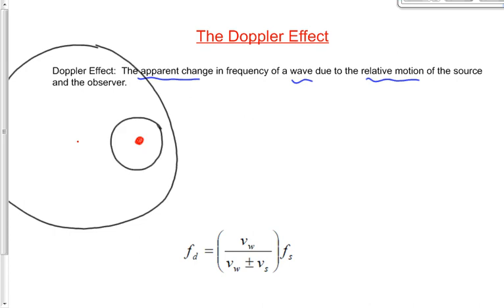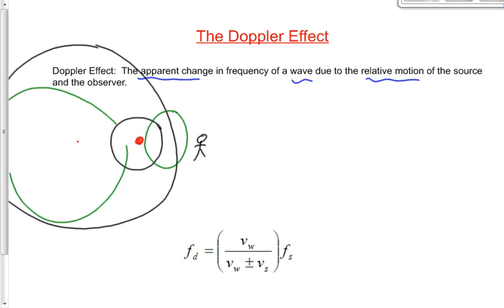If you're standing right here, you're going to very soon experience a sound. But that sound is going to be a higher pitch than the actual frequency because the waves that you're going to experience are closer together. Once it goes past you, what are you going to see or what are you going to experience? Not these waves that are kind of scrunched up here in front of the source, but rather you're going to experience these waves that are spread apart in behind the source.